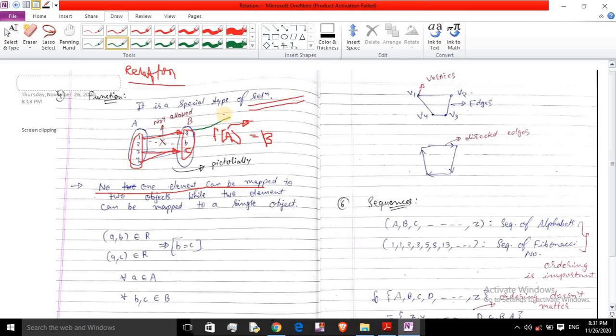Now these elements we will call objects. Elements of set B are said to be objects, and this is an element of set A. Now here, the third and fourth elements are mapped to the same element, which is known as C here.